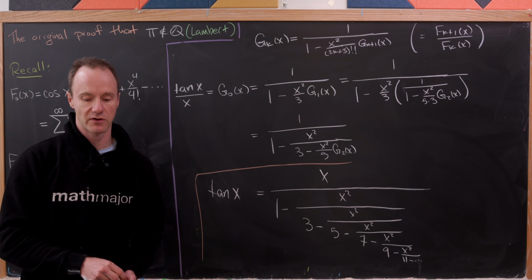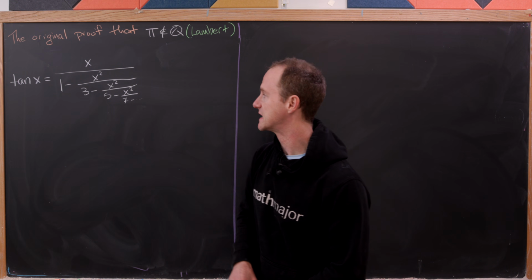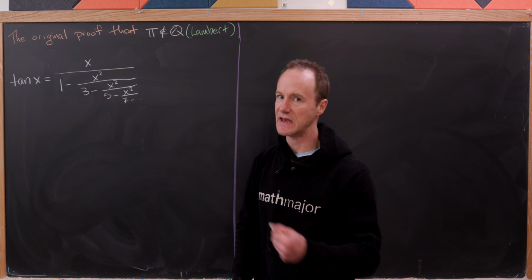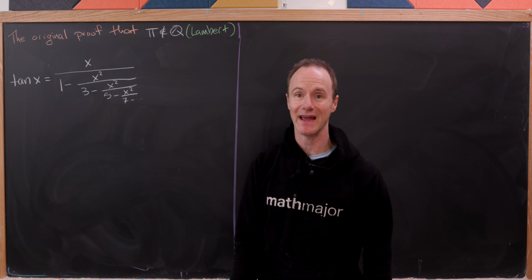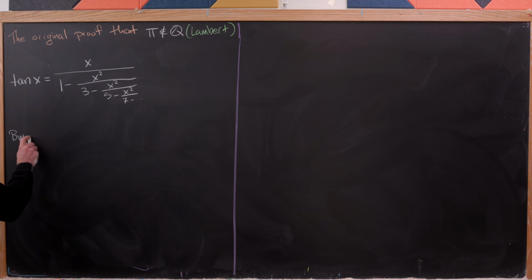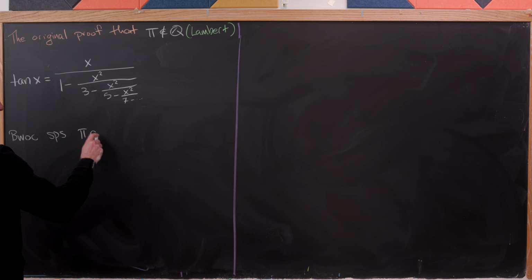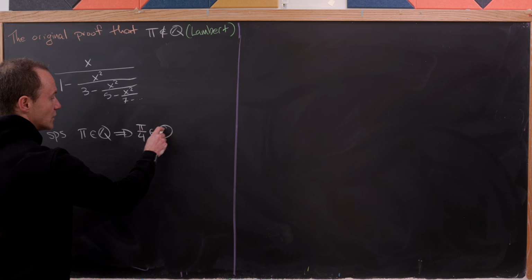So now that we've got our continued fraction for the tangent function, we can go about proving that pi is irrational. So we just did quite a bit of work to land at the following continued fraction representation of the tangent function. Now we're ready to put this all together and show that pi is irrational. And we'll do this by way of contradiction. So by way of contradiction, let's suppose that pi is a rational number. But that tells us that pi over 4 is also a rational number.